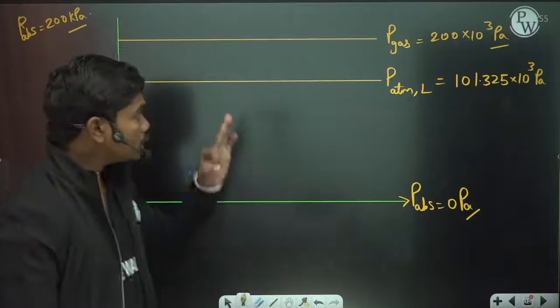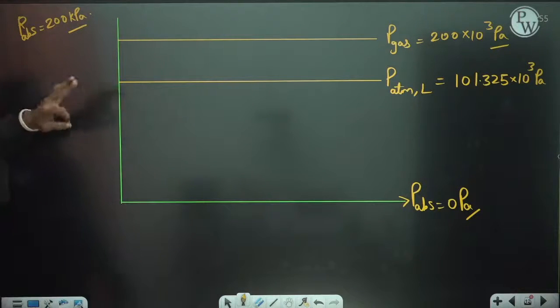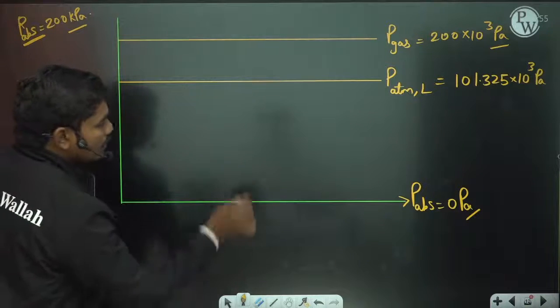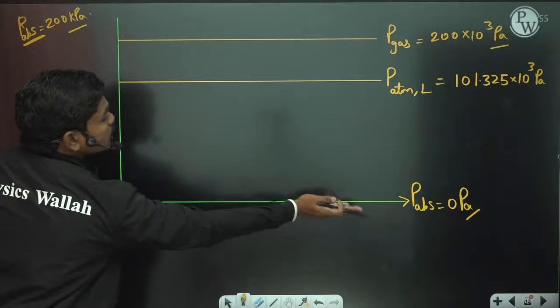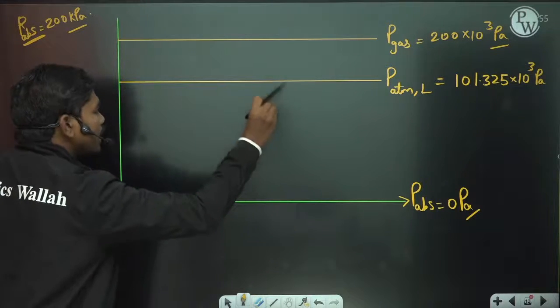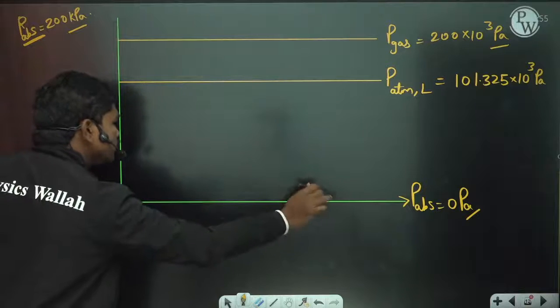Now when I tell 200 into 10 cube or 200 kilopascals, I am calling it absolute. Absolute means we measured that value with respect to this value. So absolute values are measured with respect to zero absolute pressure.